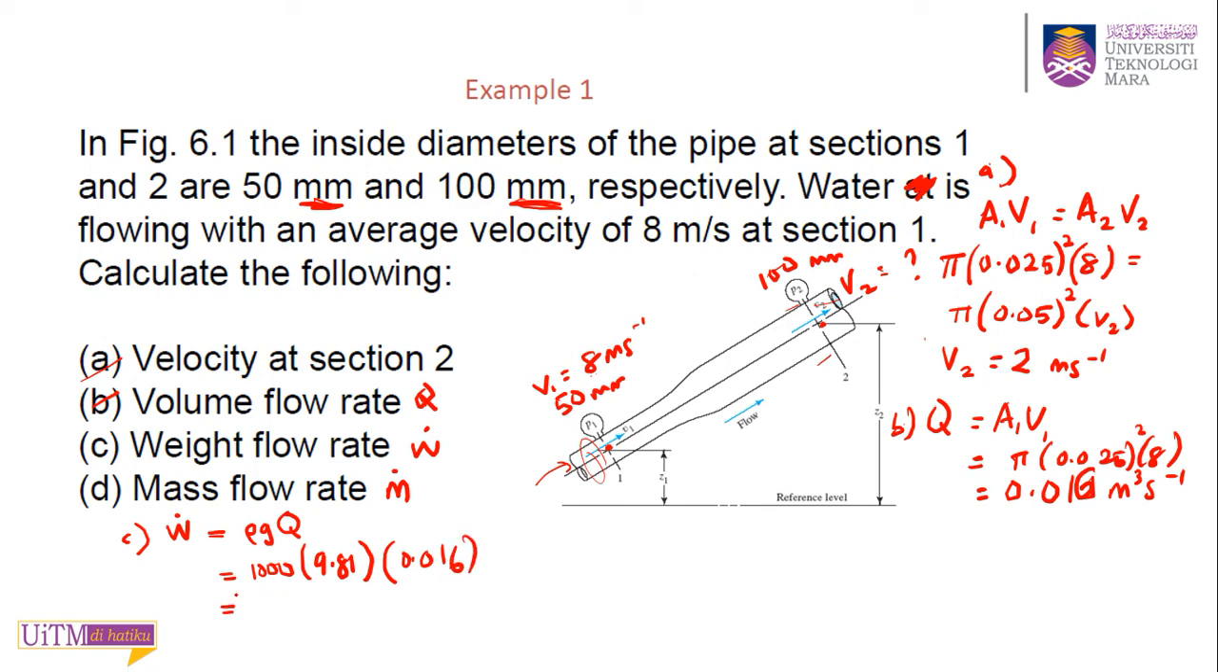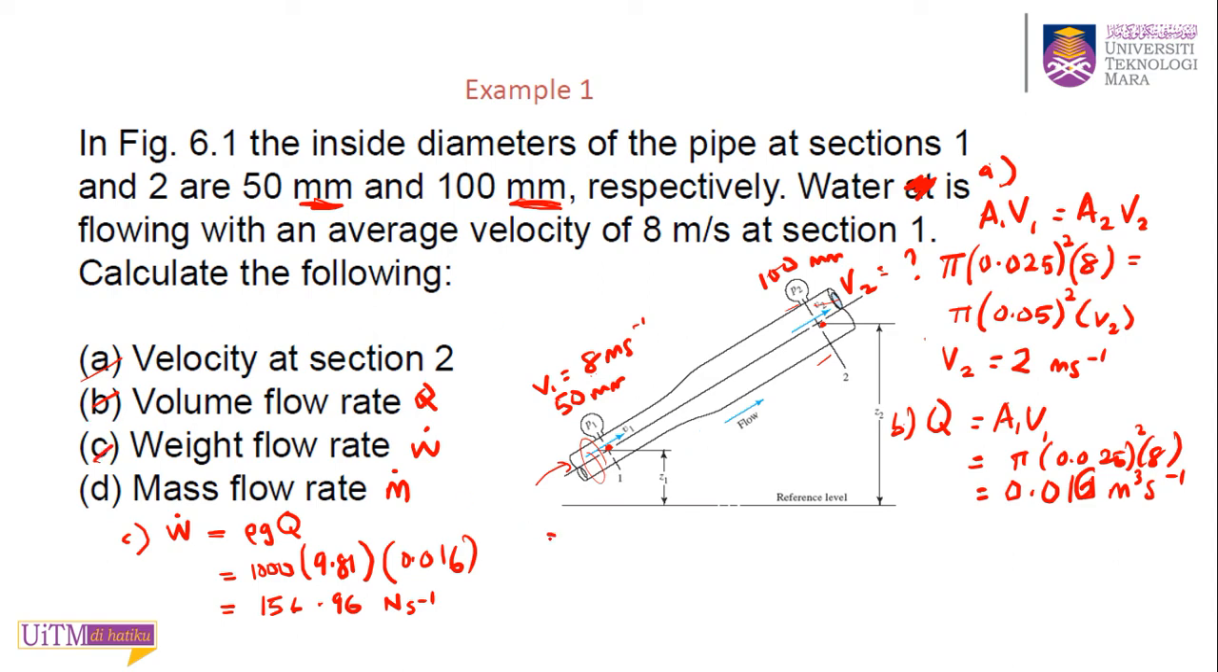So what's the answer? The value for weight flow rate? 156.96. Correct. The unit? Weight flow rate. Remember what's the unit for weight flow rate? Newton per second. Yes, newton per second. Okay. So you have done C.